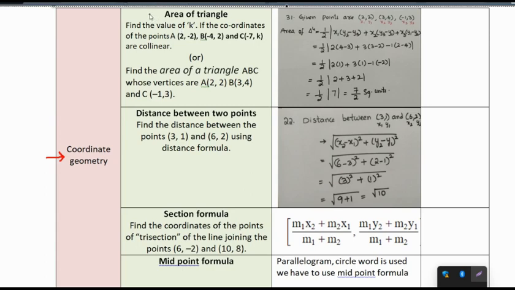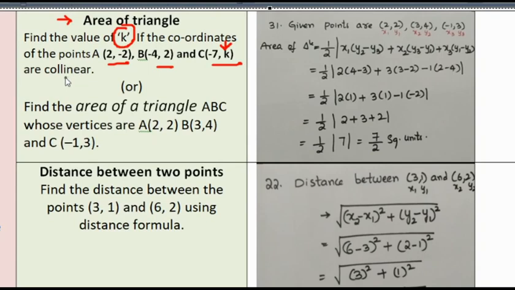First concept in coordinate geometry is area of triangle. The important and expected question for this time is finding the value of k. We will get 3 points. In the 3 points, one missing value will be given like k or p. We have to find k if the points are collinear. If the points are collinear, we all know that area of triangle is equal to 0. This part is very important. If points are collinear, then area of triangle is equal to 0.